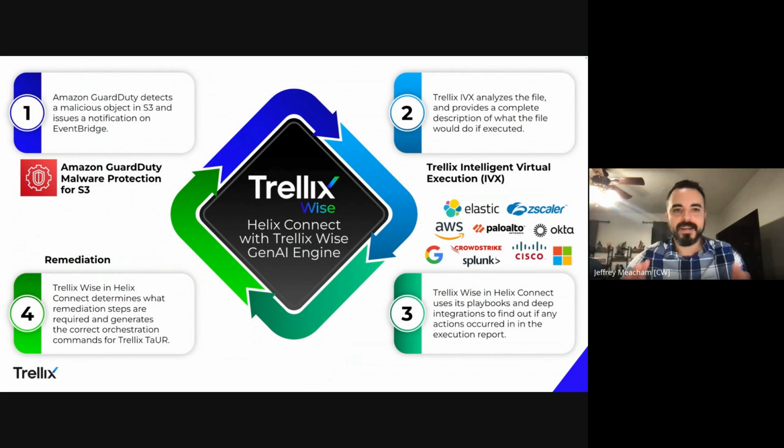And finally, this is where Trellix Wise becomes the best analyst you've ever hired. It determines the right remediation steps and hands those off to Trellix TAR, our orchestration layer, to take automated action. That might mean removing the object, updating policies, or even revoking access. This is a closed-loop system: detection, analysis, validation, and response, all working together through the power of AI and automation.